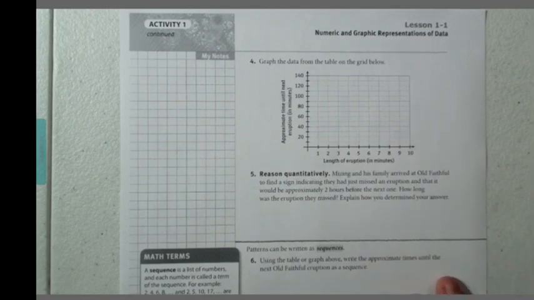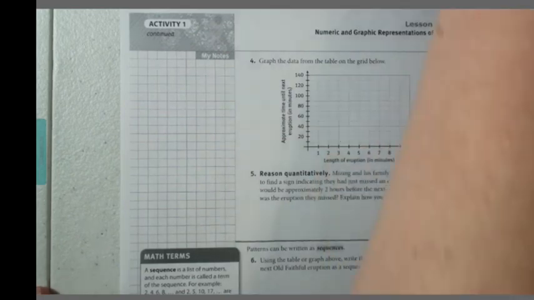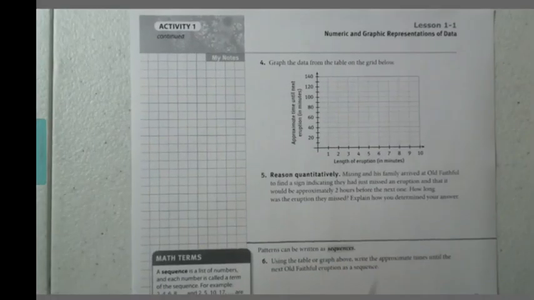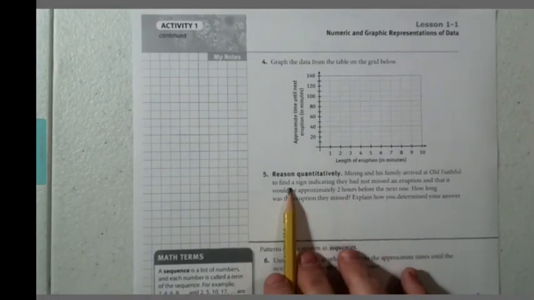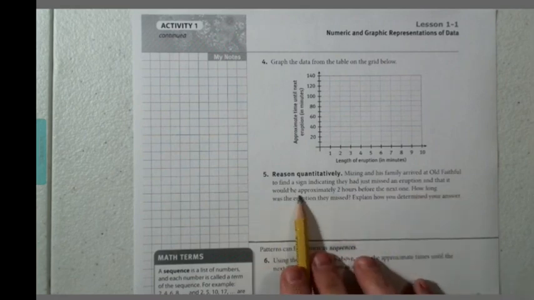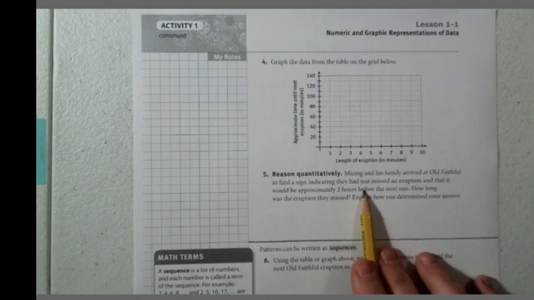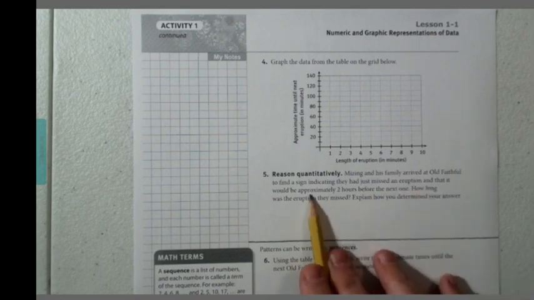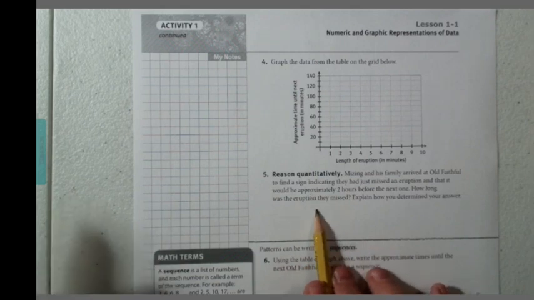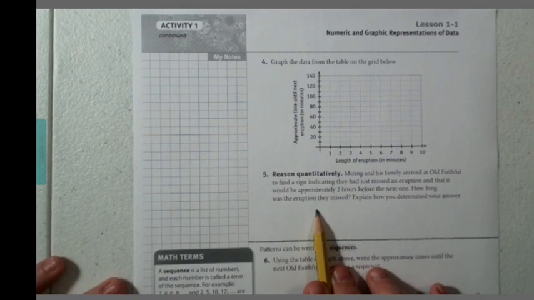Here in question 4, it asks us to graph the data from the table on the grid below. So we're looking at this data that was on the previous slide, and we're going to graph this data. And then it says in question 5, reason quantitatively, Missing and his family arrived at Old Faithful to find a sign indicating that they had just missed an eruption and that it would be approximately 2 hours before the next one. How long was the eruption they missed? And explain how you determined your answer.